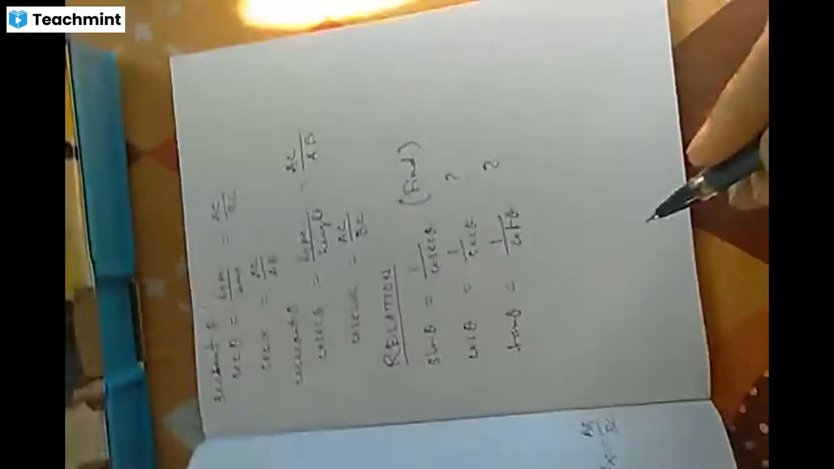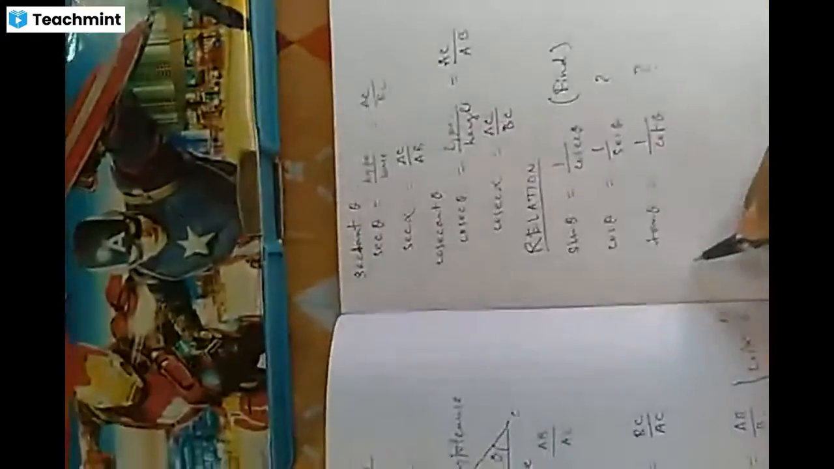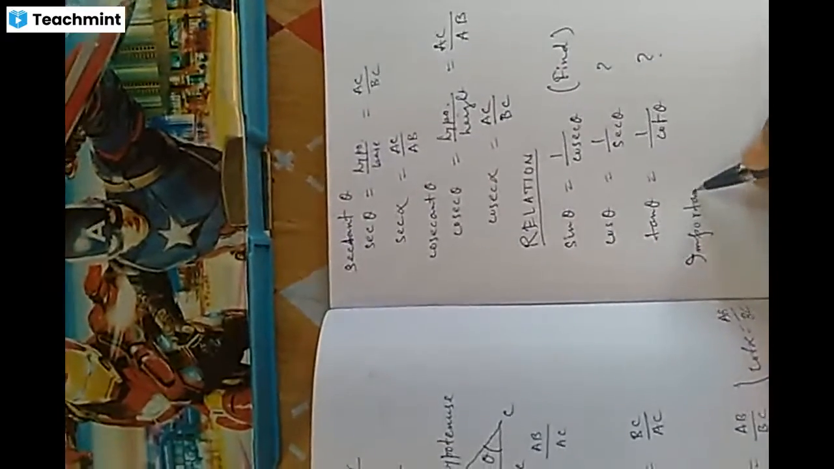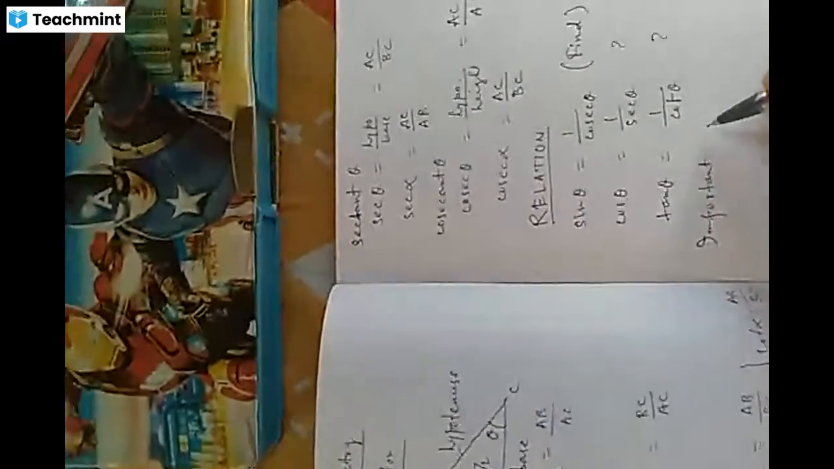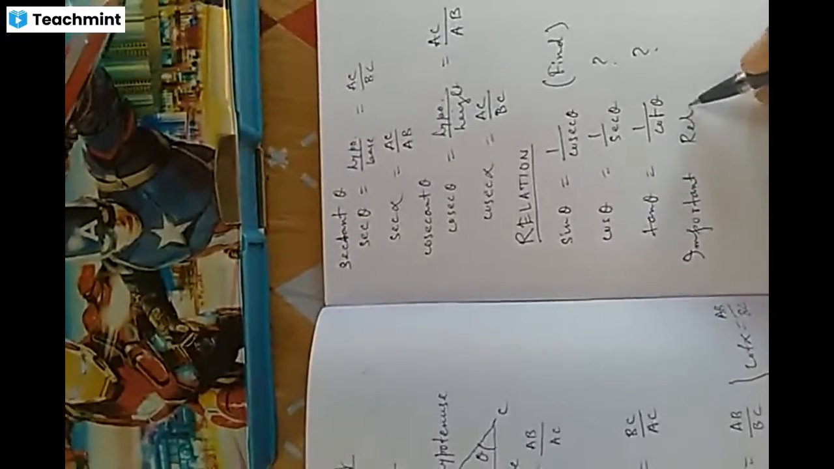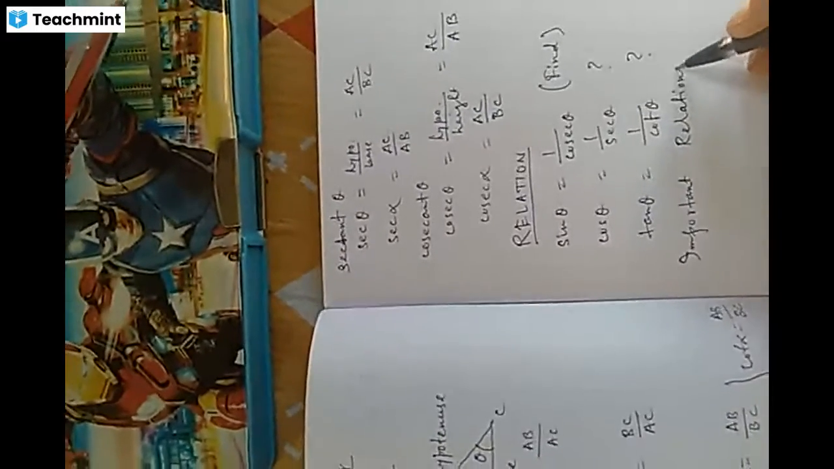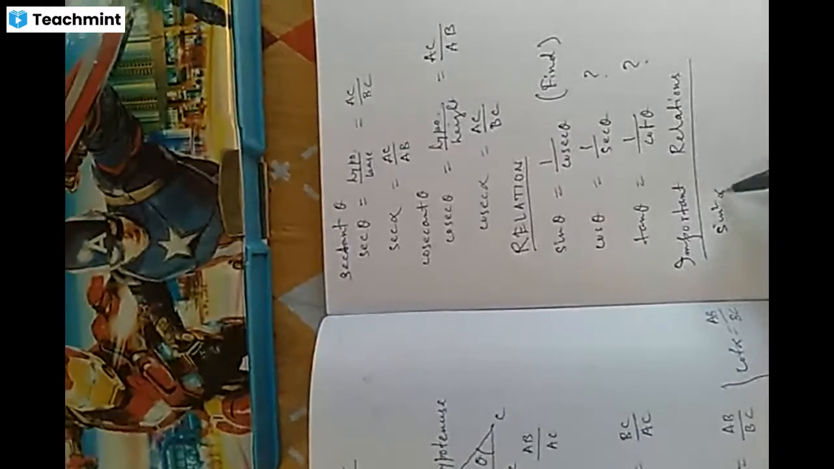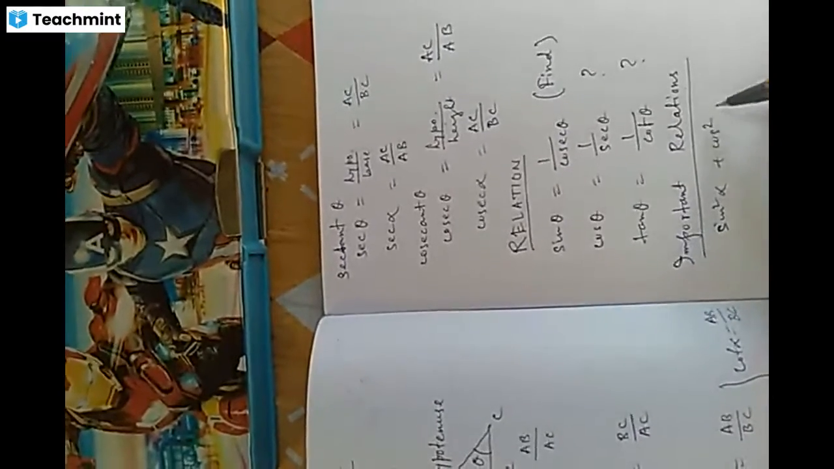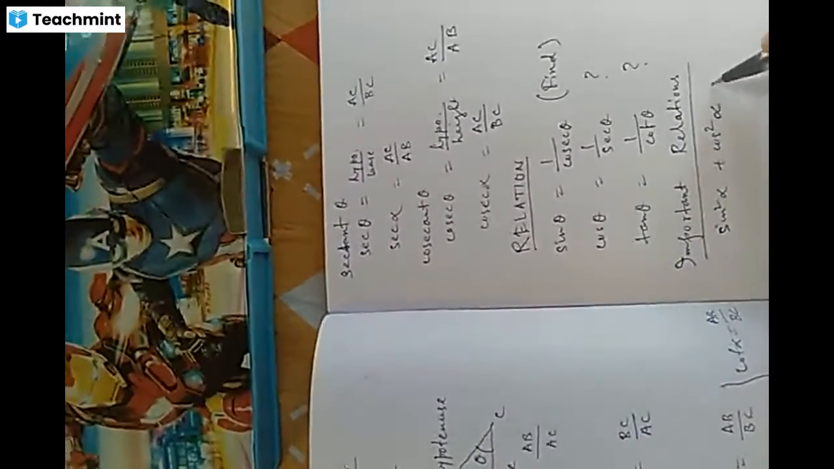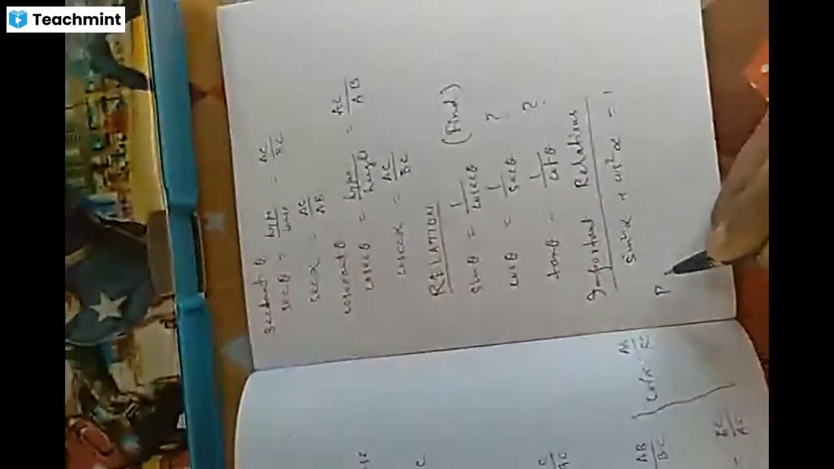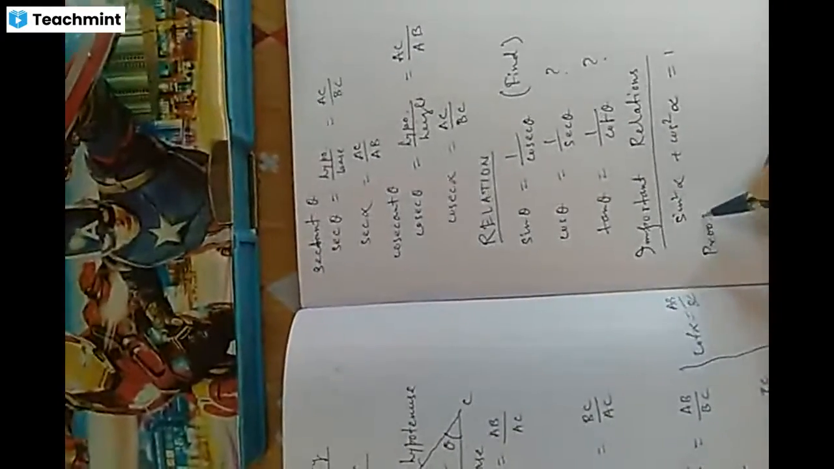Now some more important relations. Based on this, some problems can also be created. Important relations like sine square alpha plus cos square alpha, or theta, is equal to 1. So what will be the proof? The proof can be done very easily.